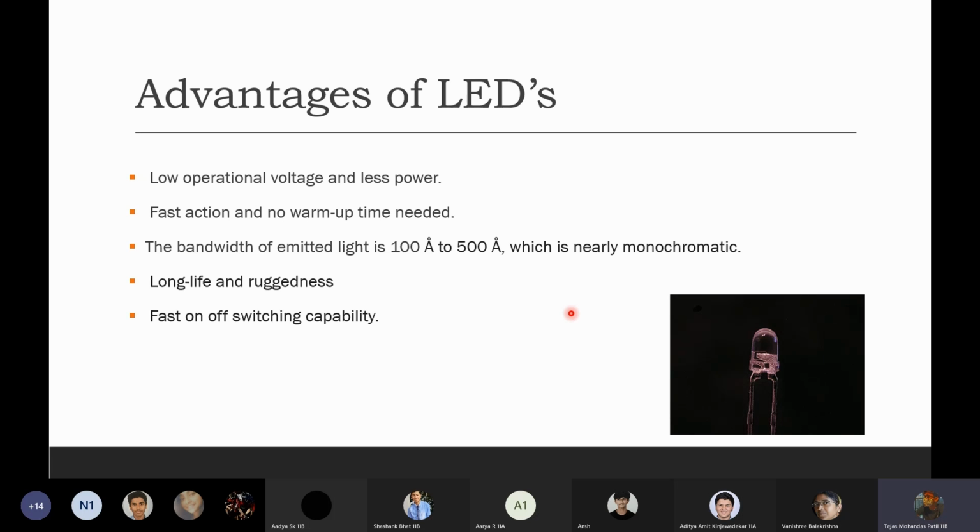The bandwidth, I will come back to that point again, by the way. The bandwidth of emitted light is nearly 100 angstroms to 500 angstroms. That is, you can call it nearly monochromatic, not exactly. It has a long life and ruggedness. Just because its resistance is low and less heat is produced, it's understood that when there is less heat produced, the lifespan of any machine in general increases. And it has a fast on and off switching capability. That's again adding up to the same point.